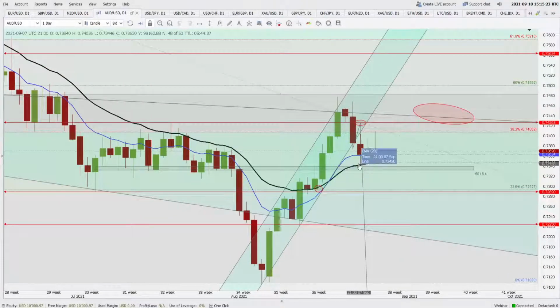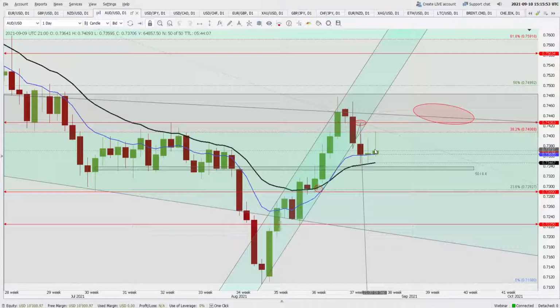Then it got small support at around this low of around 0.7344 region, and there was indecision for like 2 days, and today it again went back to 38.2% of this previous fall, and then it again got rejected. Right now it is a pin bar, but it can turn bearish because there are still 5 hours and 44 minutes left on the day to close.